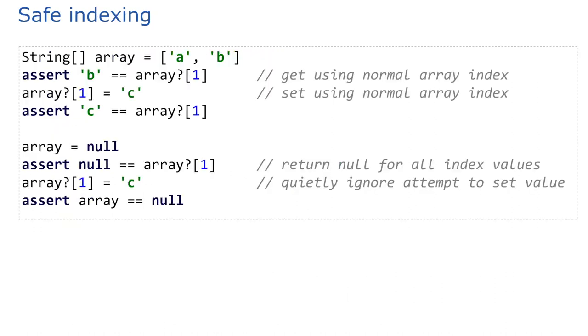The safe indexing. So we've had the safe question mark dot, where if the left-hand side, the object reference, is null, the whole expression would return null. We've now got the same thing if the array is null and you put the question mark there, that'll be a safe indexing.